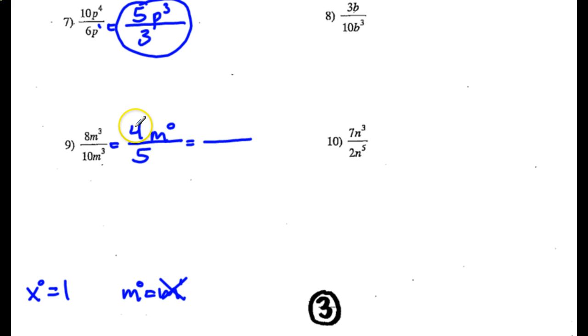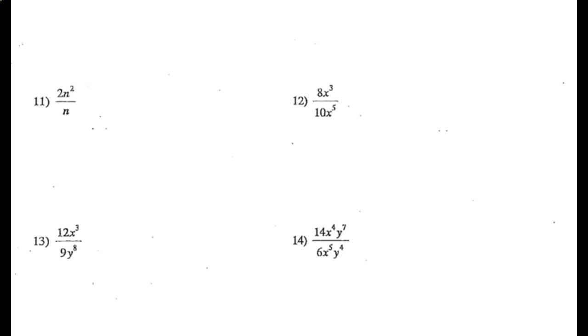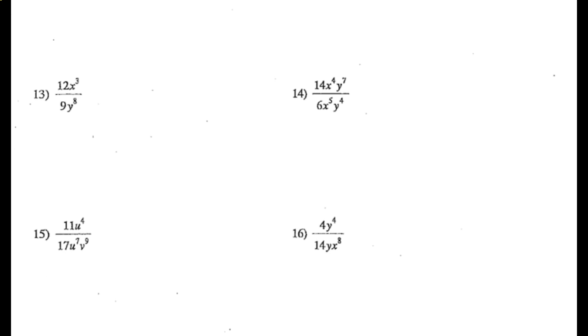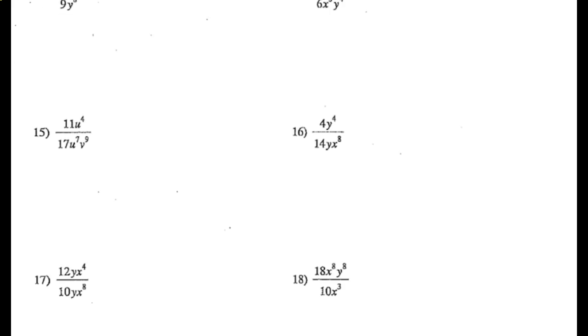This means 4 times m to the 0, right? So really that means 4 times 1 over 5. 4 times 1 is just 4 over 5. Because it's basically 1 and we're multiplying, it really doesn't do anything. It just kind of disappears. Okay? Alright, let's do a couple with a little more pieces and bases in it.